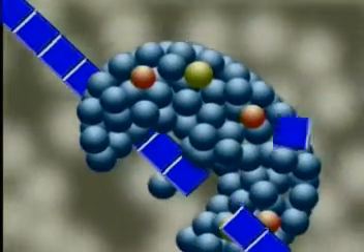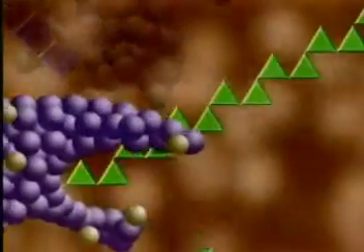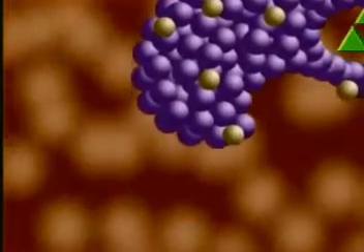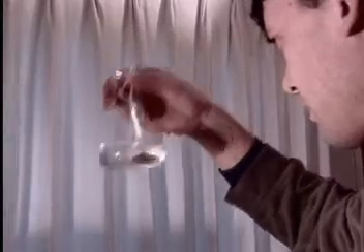The lock and key fit between enzymes and their target molecules is behind the thousands of chemical reactions that keep us alive. So let's dive into this and see how the process of building these catalytic proteins is accomplished inside these living cells.